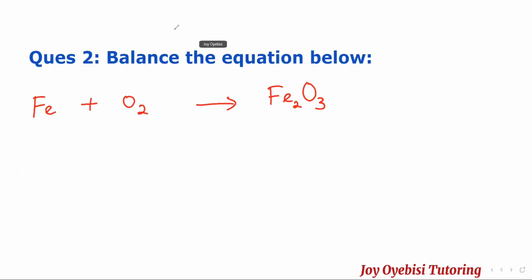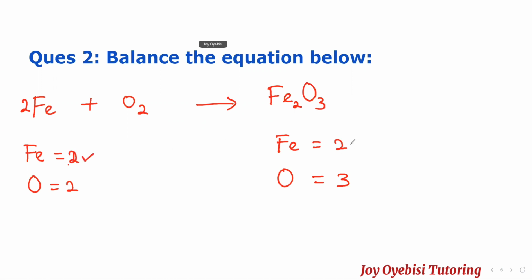Now the question 2 I have here says to balance the equation below. So we're going to look at my left here. I have 1 of this Fe. Oxygen, you have 2. On the right, I have 2 of this. Then oxygen, I have 3. Now I'm going to start with the Fe. So always you're going to balance the one that is lesser. So I'm going to make this 2. Now this changes to 2, and this is balanced at this point.